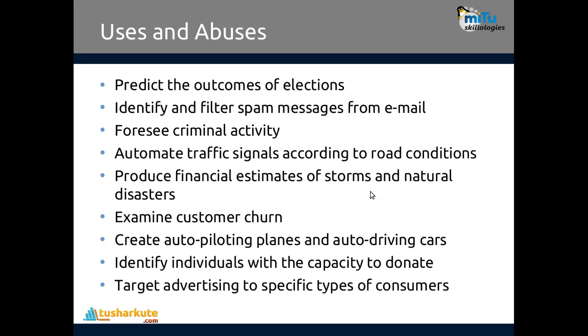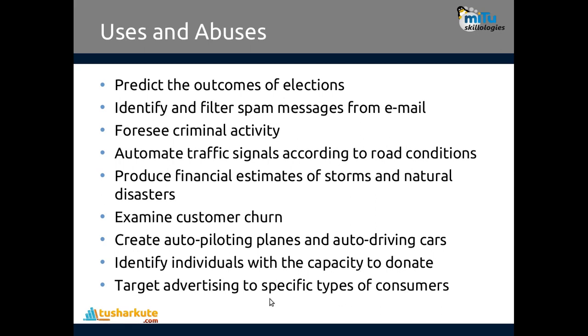Or produce the financial estimate of the storms and natural disasters. So when any kind of storm or natural disaster happens, on the next day or on the same day, we get how much loss they have incurred. So they are not going home to home. They are having effective ML algorithms by which they are predicting how much loss may have incurred by this natural disaster. Or examining the customer churn, or creating autopiloting planes, auto-driving cars, or identifying individuals' capacity to donate, or targeting advertisement to specific type of consumers. Okay, this also we have seen in data science applications.